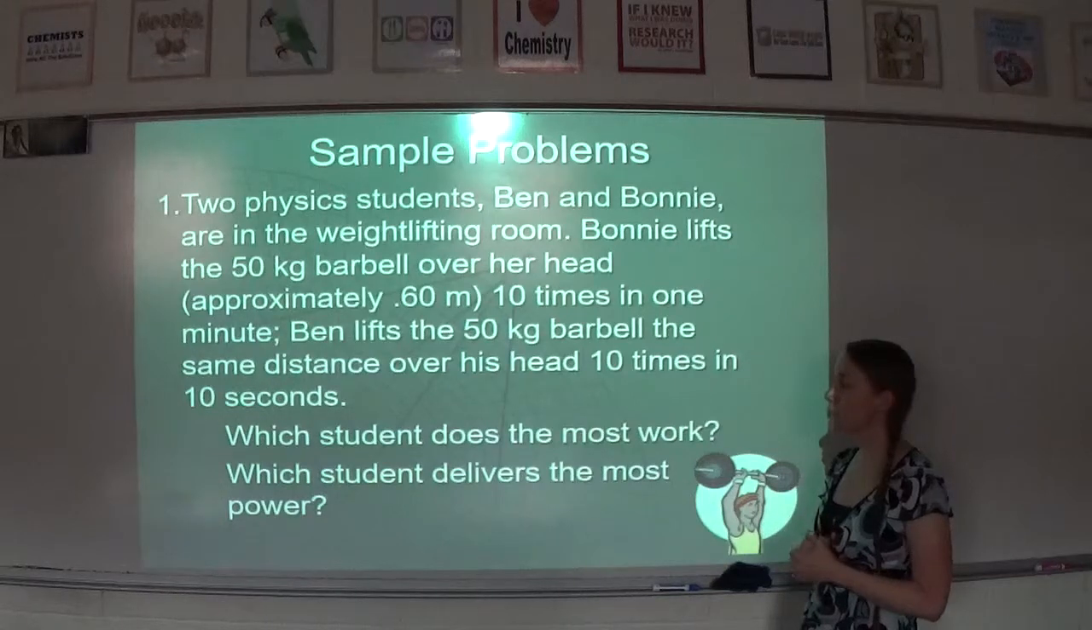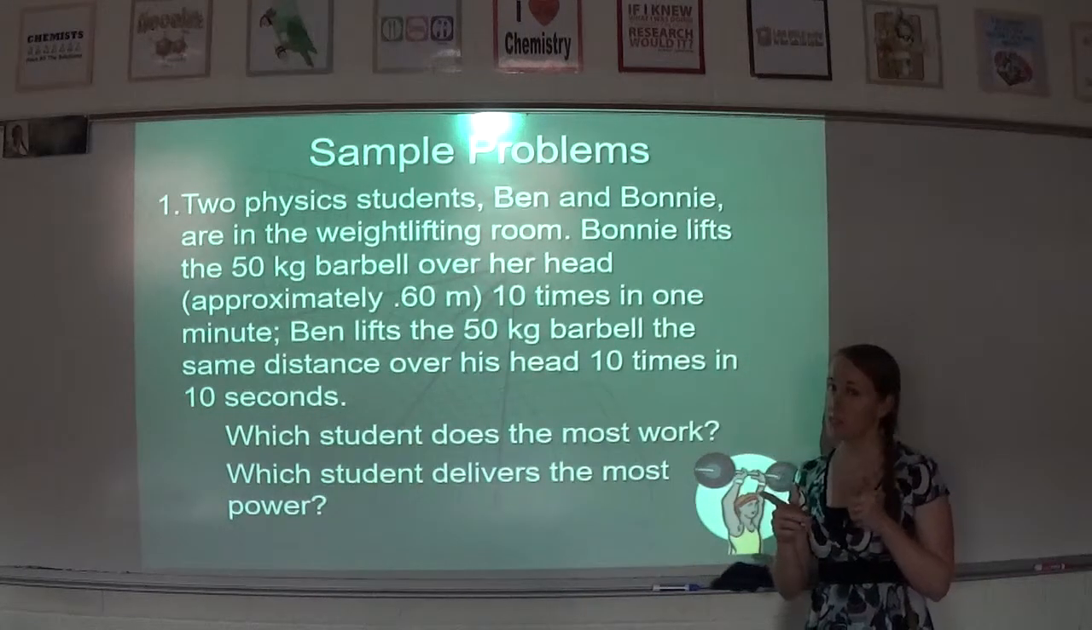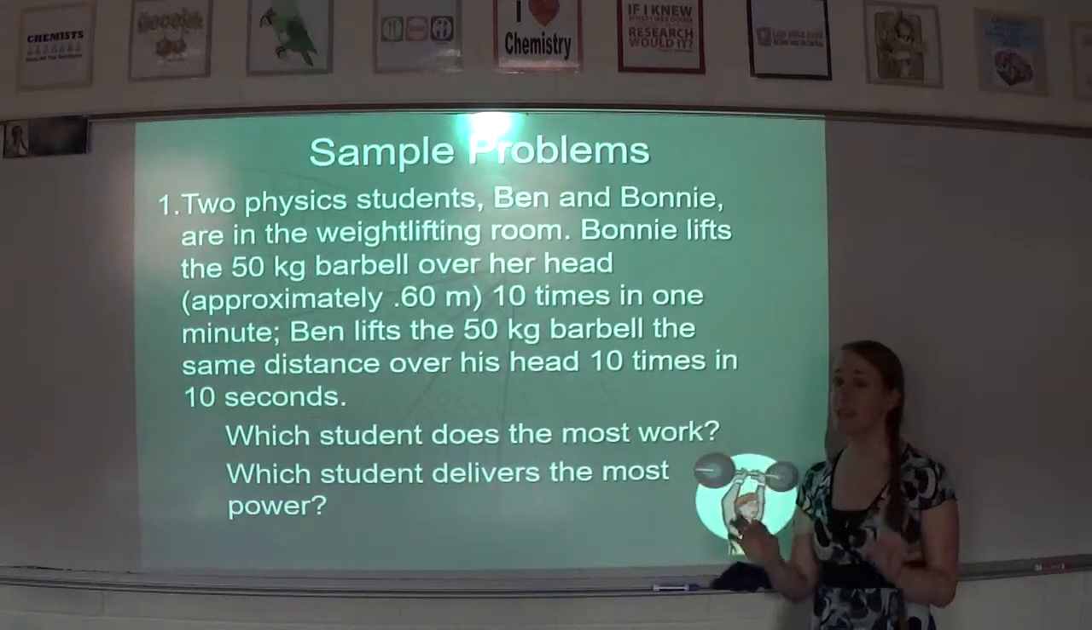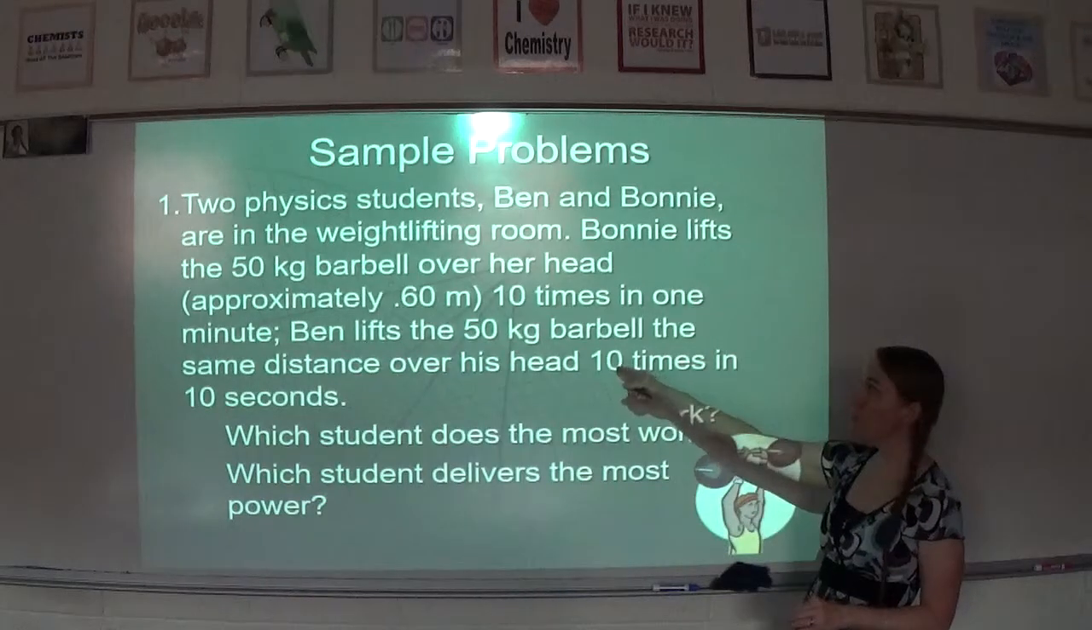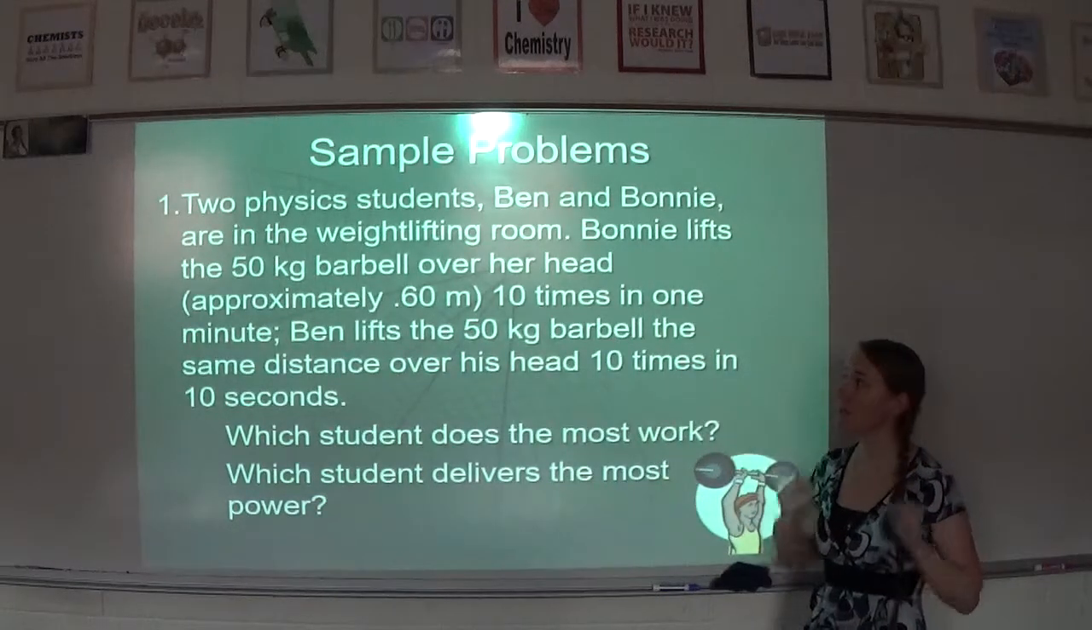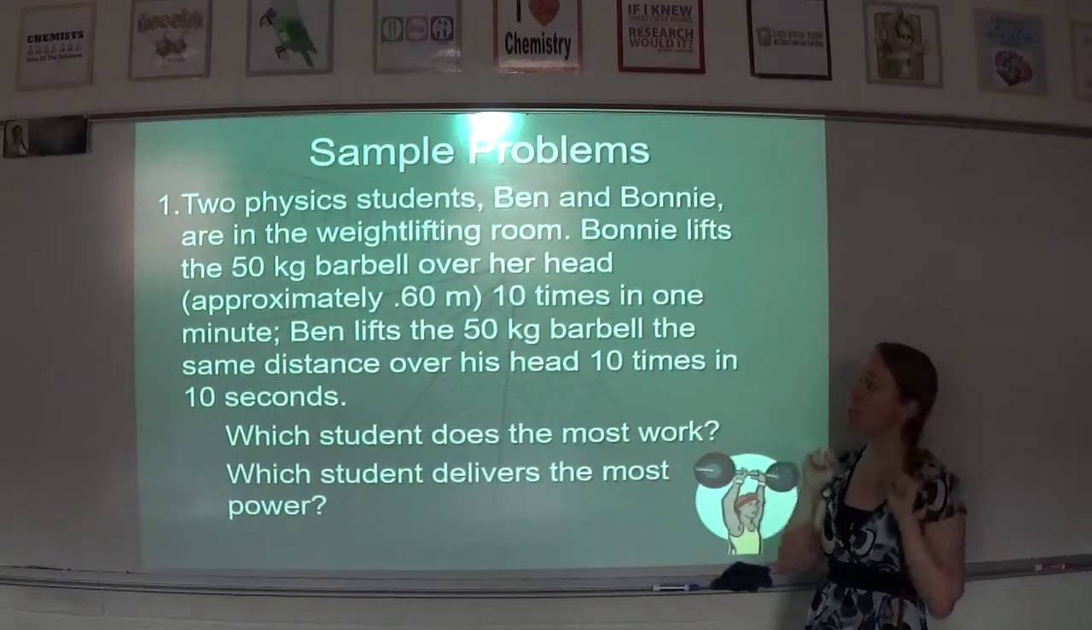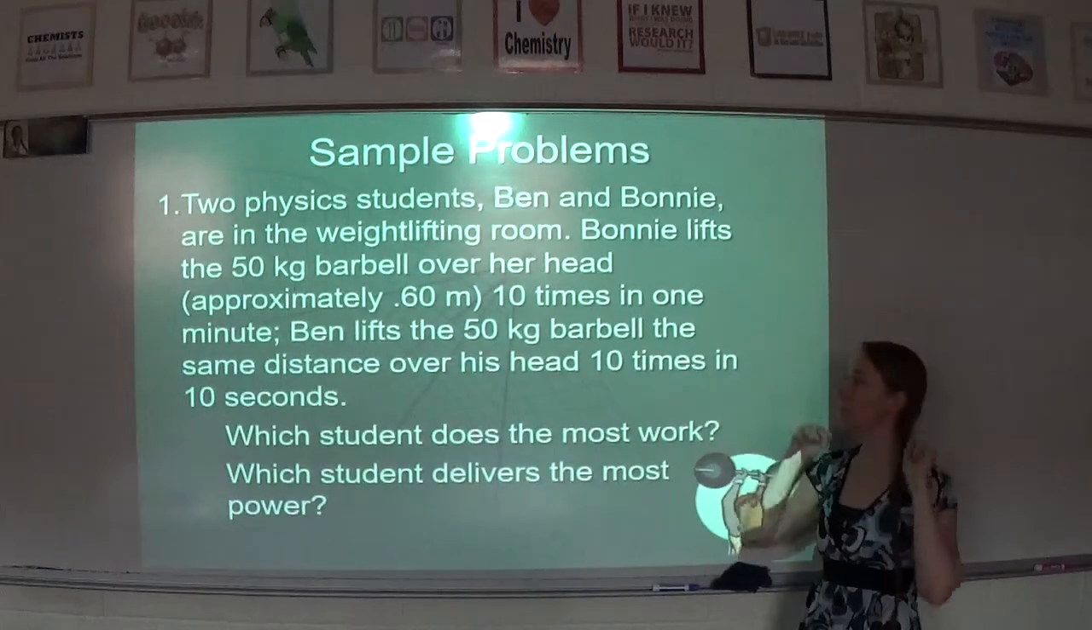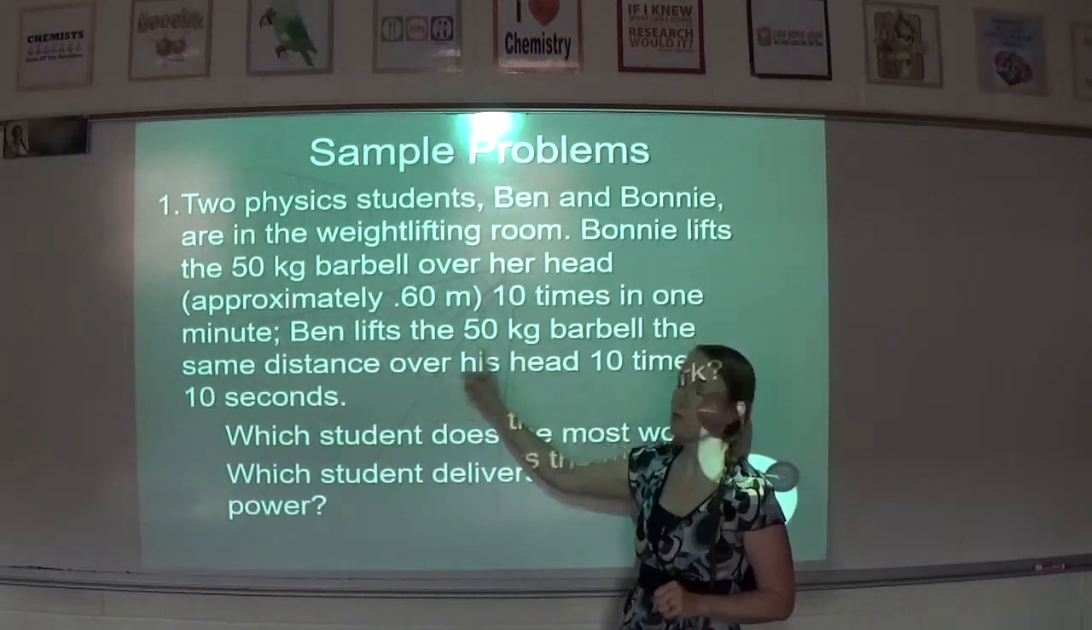Which student does more work? Well, that's tricky because they both do the same amount of work. They both lifted the same 50 kilograms over their head 10 times. It was the same amount of work because they said it's the same distance over their head.